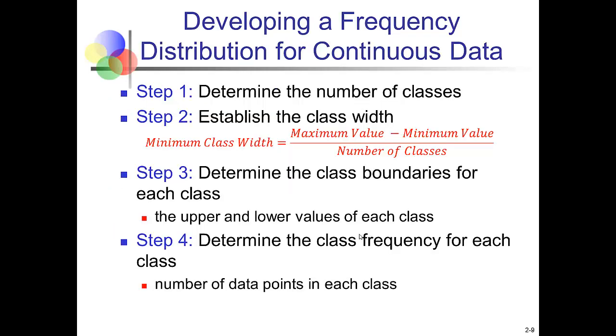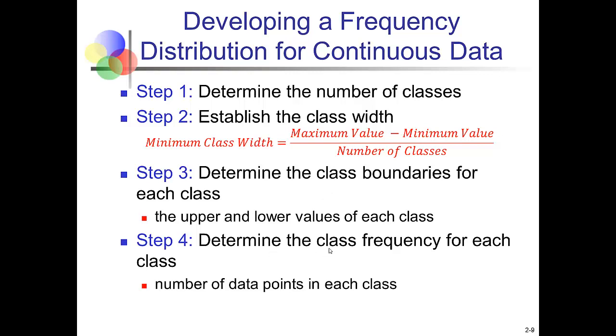Now, how do we actually develop the frequency distribution for continuous data? The first step is to determine the number of classes, and I'll focus on that more in an upcoming slide. Then we're going to establish how wide each class would be. In other words, what range of values are we going to try to put in here? Determine the class boundaries for each class. So that would be the lower and upper value for each class, determining exactly what numbers could go in the class.